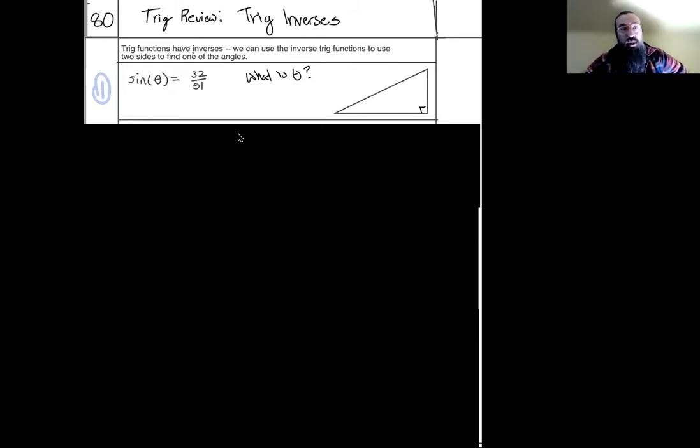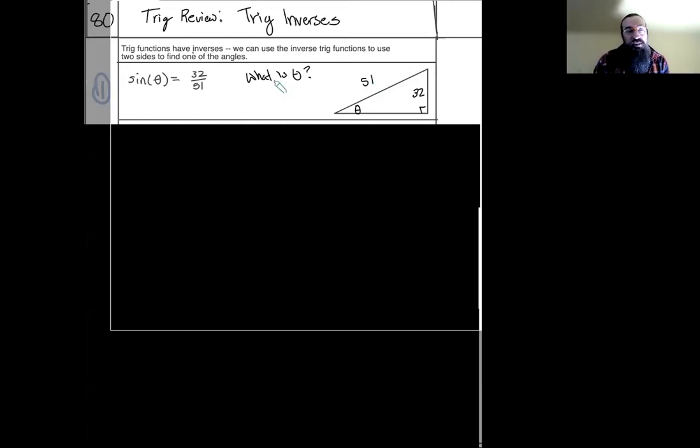So we can see in problem number one, we've got sine of theta equals 32 over 51. It's the same problem as yesterday, but this time we're asked to find what theta is. This problem we don't necessarily need the triangle, but I still wanted to put it on there so you can see. So let's draw the theta on there. Just like before, we'll label the sides. The opposite is 32. The hypotenuse is 51. But that's just to give you the idea.